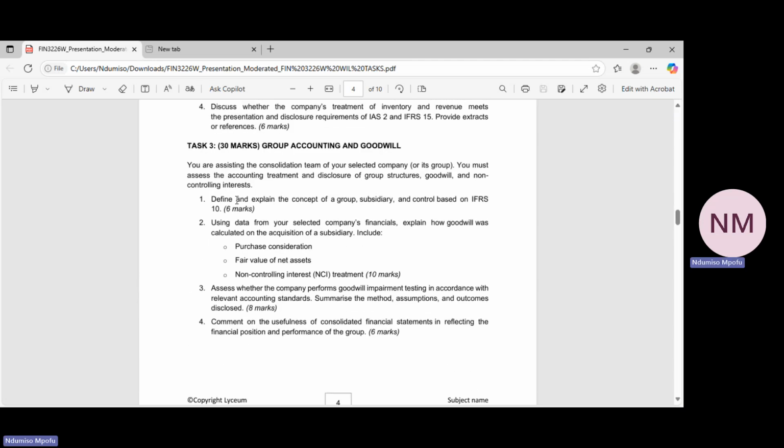All right, then task 3. This is the last task. It is also 30 marks. Group accounting and goodwill. Please go through the information.